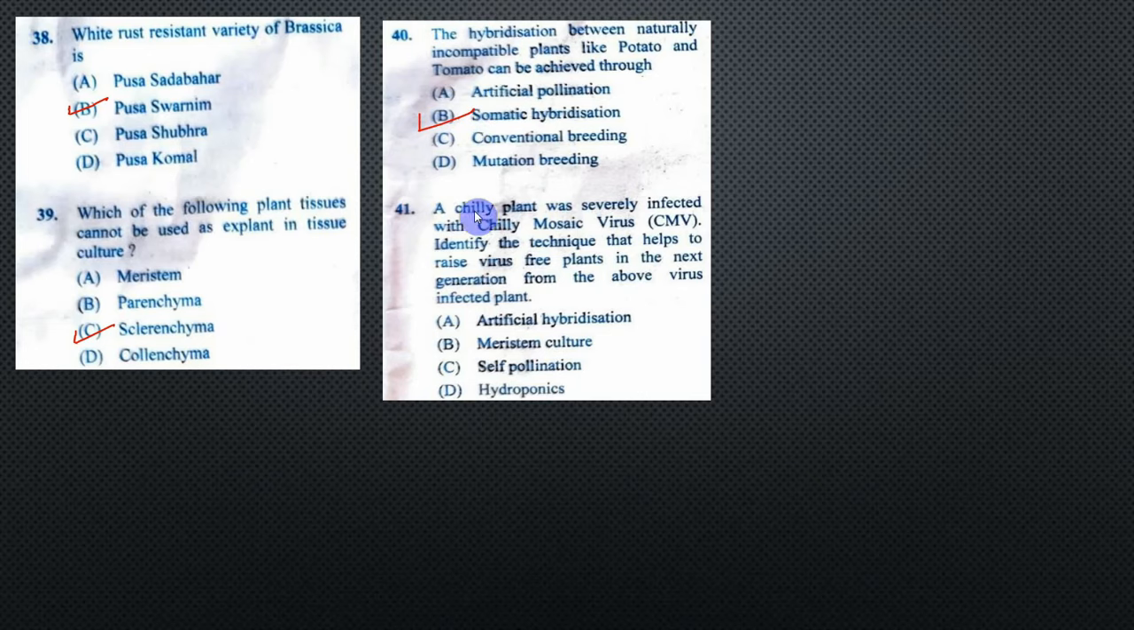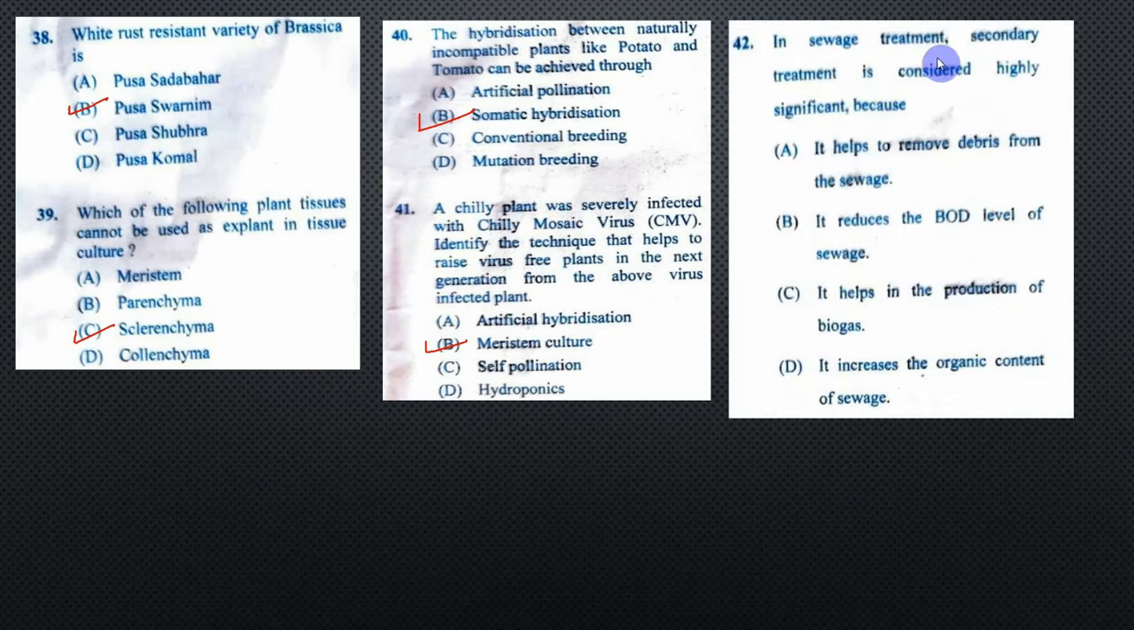The next question, a chili plant was severely infected with the chili mosaic virus, CMV. Identify the technique that helps to raise the virus-free plants in the next generation from the above virus-infected plant. Option A is artificial hybridization, B is meristem culture, C is self-pollination, D is hydroponics. The answer for this is the meristem culture. Using the meristematic tissue, you can develop a new generation of plants, which are going to be virus-free.